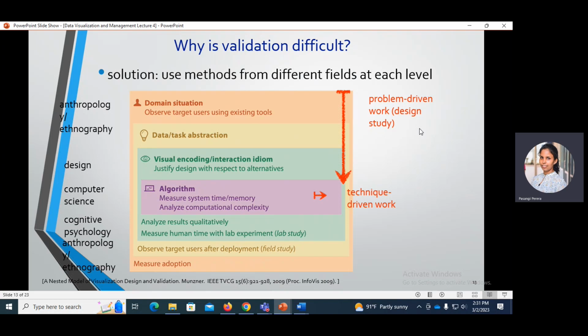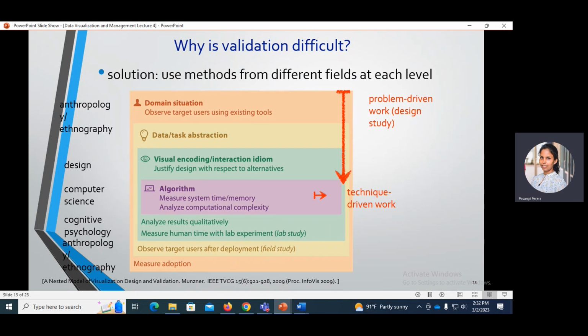Okay, so then what will happen? What we need to remember is that we need to pick methods from different fields at each one of these levels. At the algorithm level, one way we can check things is to do computational benchmarks to measure the system time and also the system memory. For the more theoretically inclined among us, we could analyze computational complexity as well. These methods are well taught in a traditional computer science department. A huge amount of the work in visualization is exactly doing this, and I'm going to call that technique driven work.